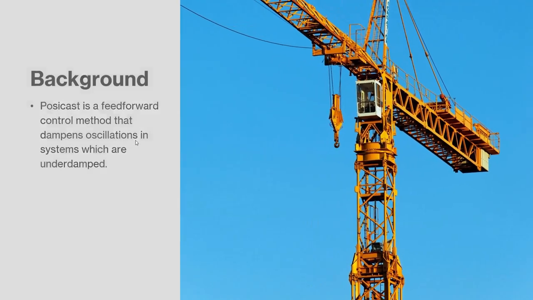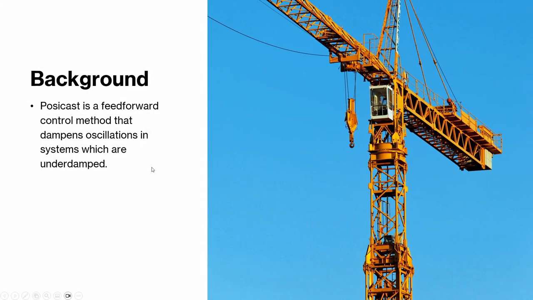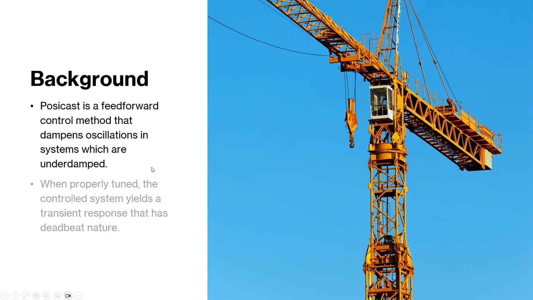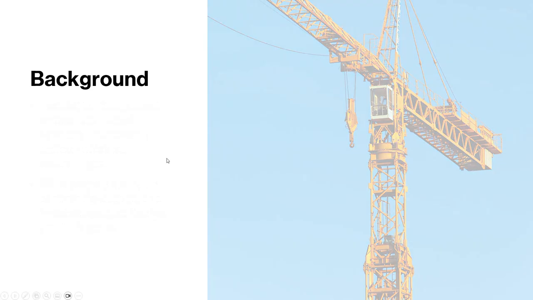First, some background information. Posicast is a feed-forward control method that dampens oscillations in systems which are underdamped, and when properly tuned, the control system yields a transient response that has a deadbeat nature.